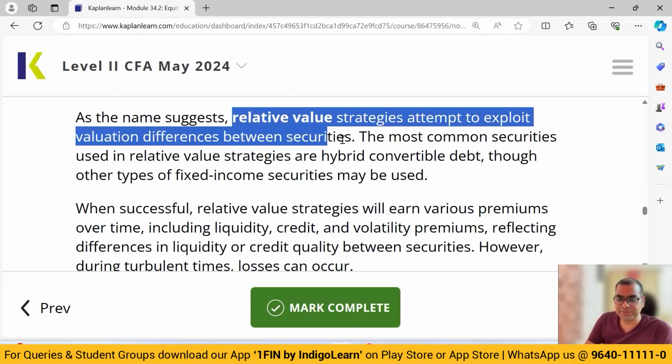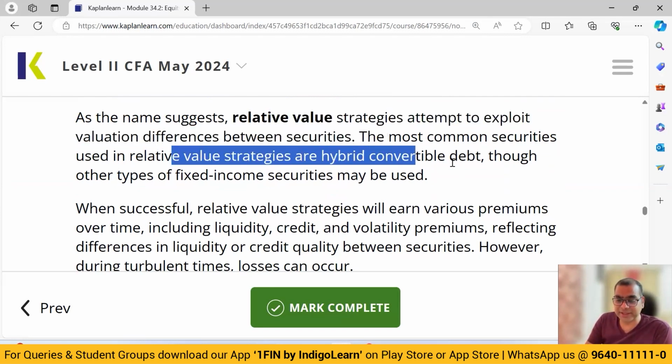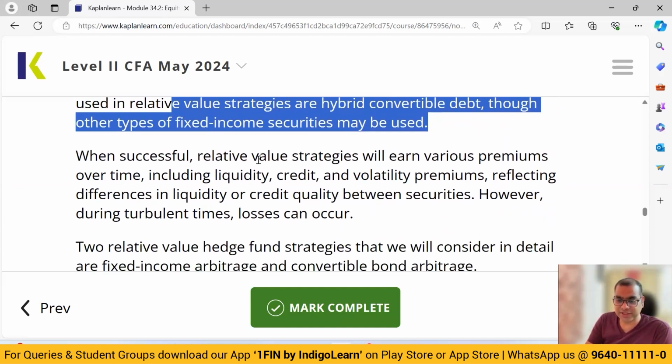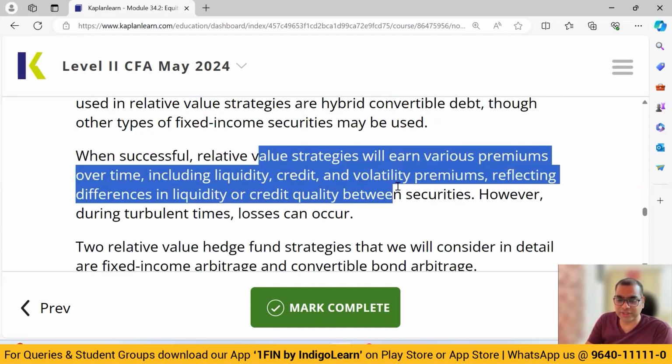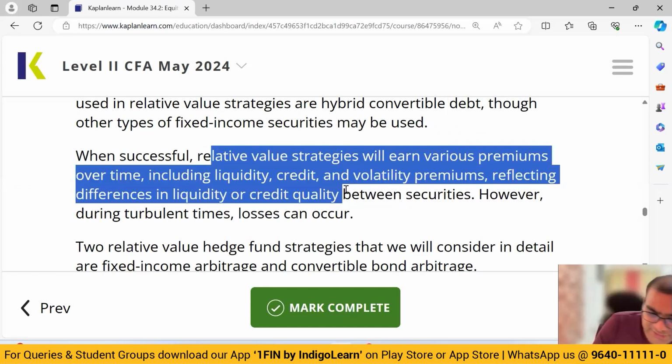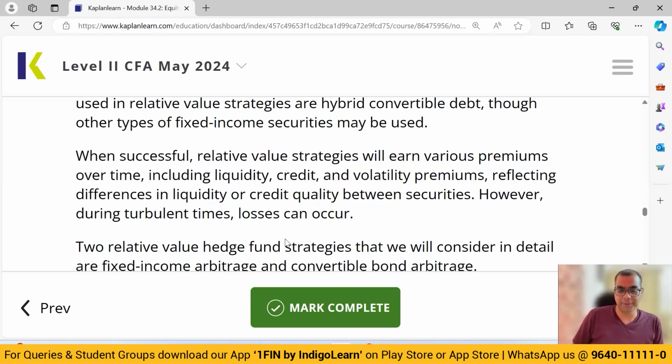So relative value means basically you are trying to exploit the difference between two securities relative to one another. The most common securities used in this are hybrid, convertible debt, though other types of fixed income may also be used. When successful, relative value strategies earn various premiums over time, including liquidity, credit, and volatility. Please note this word. These are the premiums that they will earn.